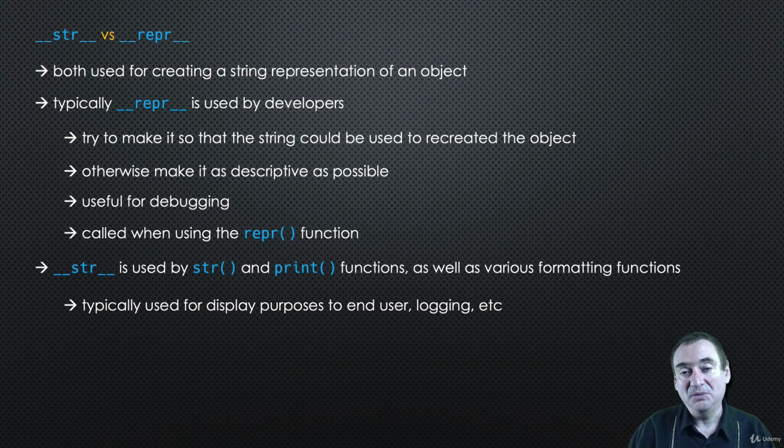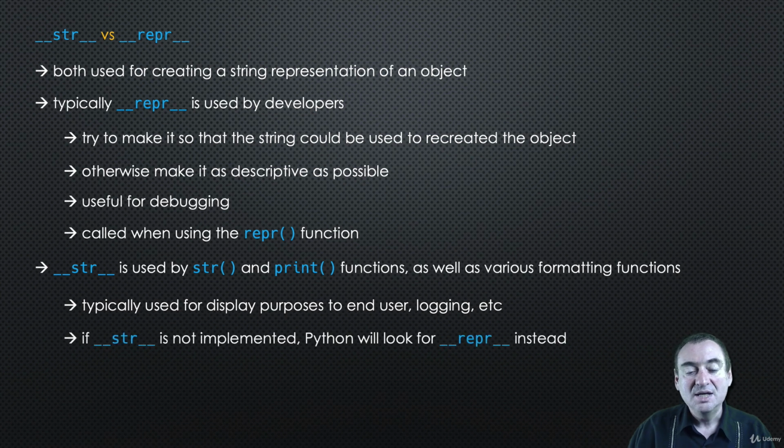You might want to display something about that particular object to the end user, but they don't need all the information that would come back from the repr. They need something that's maybe a little more simplified. Or maybe it's for logging, where you want a simpler representation of your object. So it's really just two different flavors of the same thing. It's a string representation of an object, but repr is more for internal use, debugging, development, and so on.